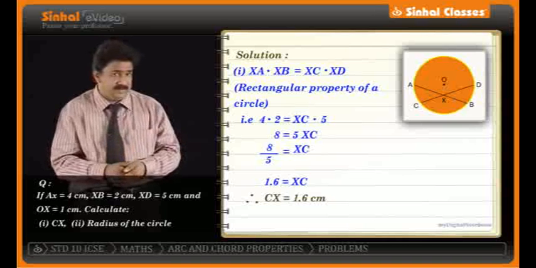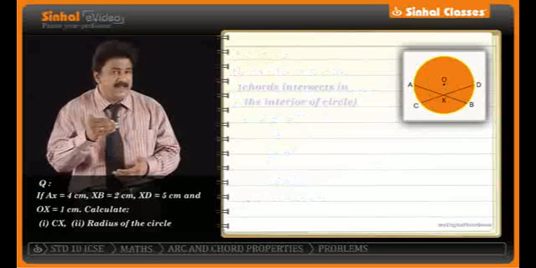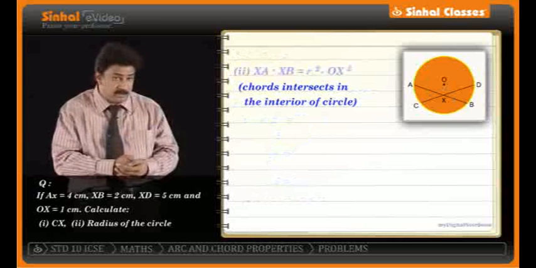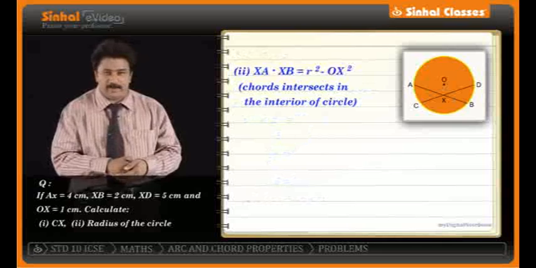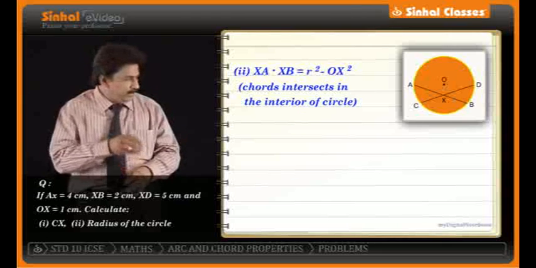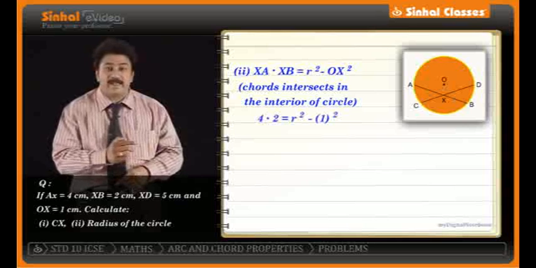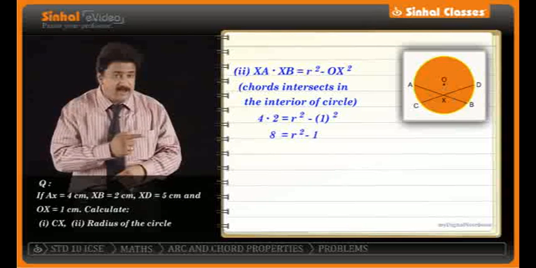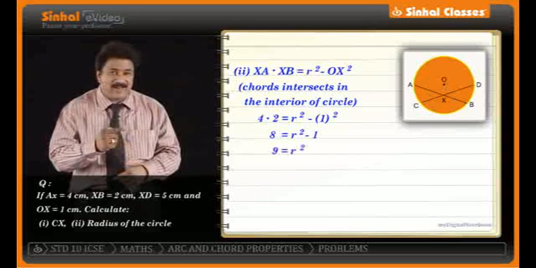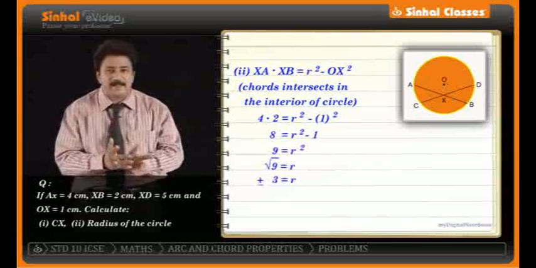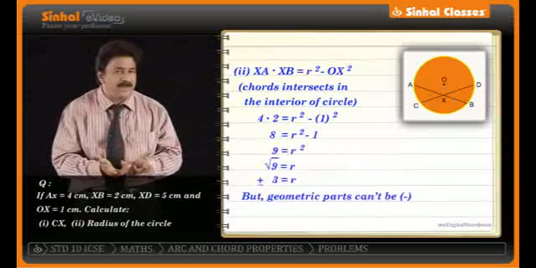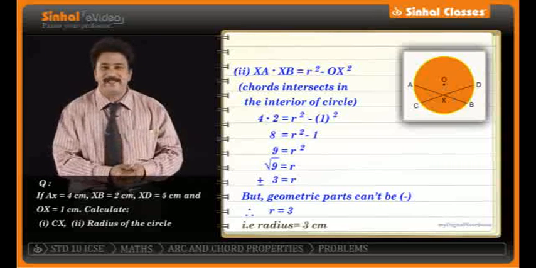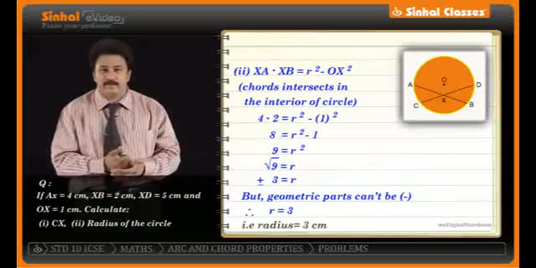Now I have to find the radius. When two chords intersect in the interior of the circle, how do you find the radius? We can get the radius with the help of XA into XB is equal to R square minus OX square. By putting down the values, 4 into 2 is equal to R square minus 1 square. That is 8 is equal to R square minus 1. 9 is equal to R square. Root of 9 is equal to R. Plus or minus 3 is equal to R. But geometric parts can't be negative. Therefore, R is equal to 3. That is, radius is equal to 3 centimeter. And the sum gets over.